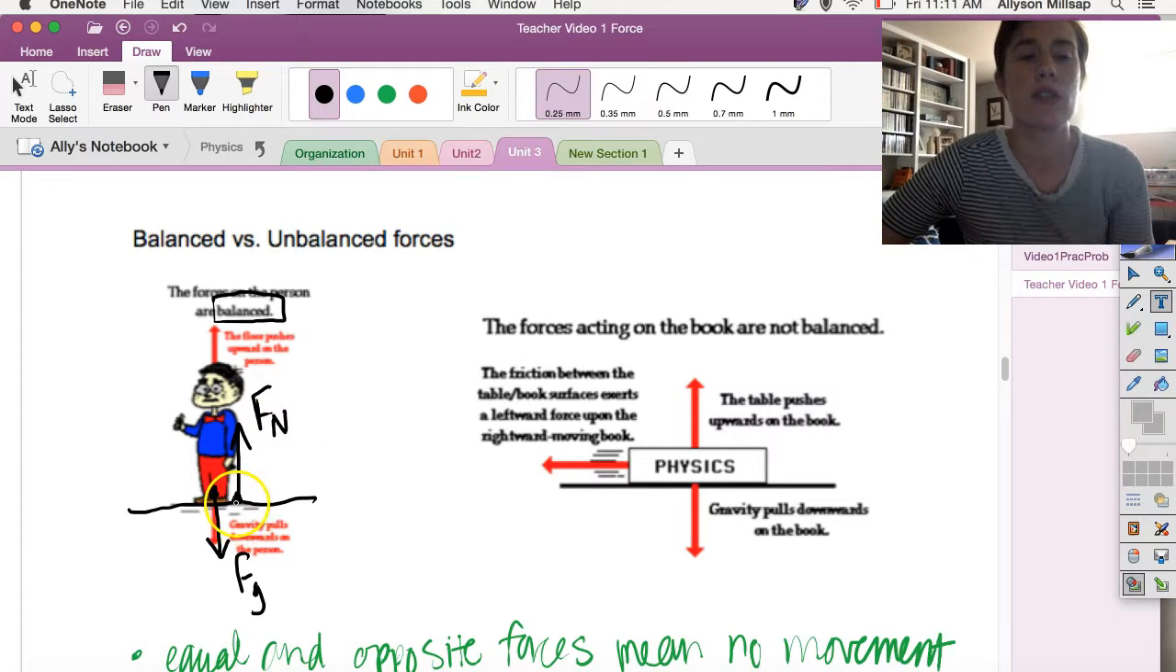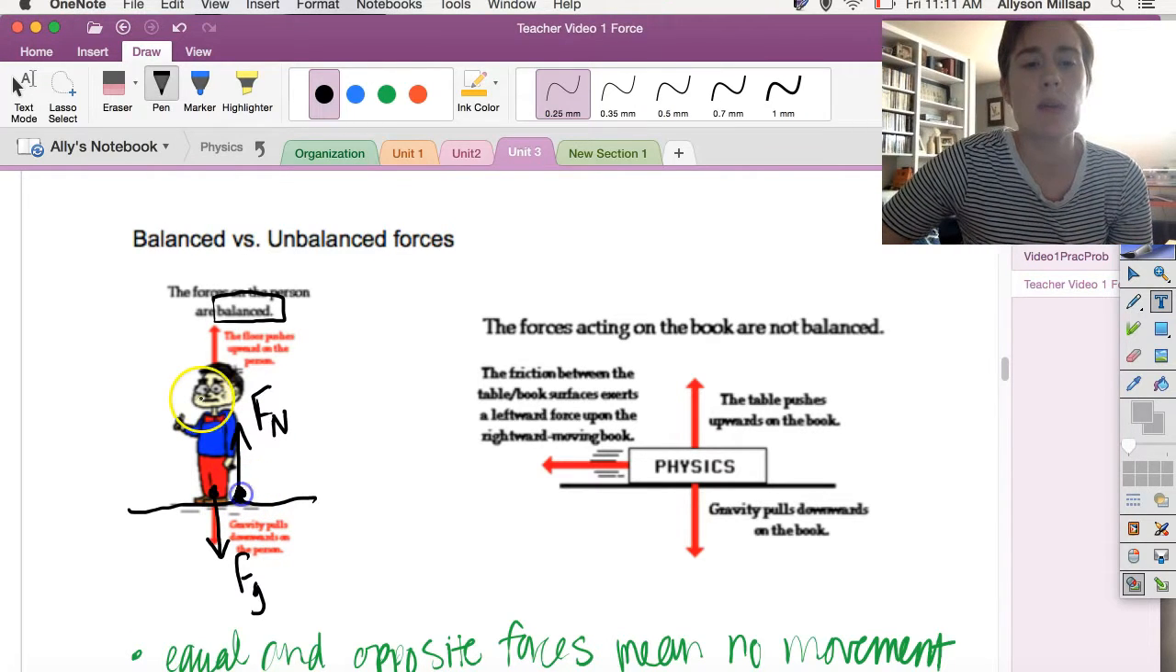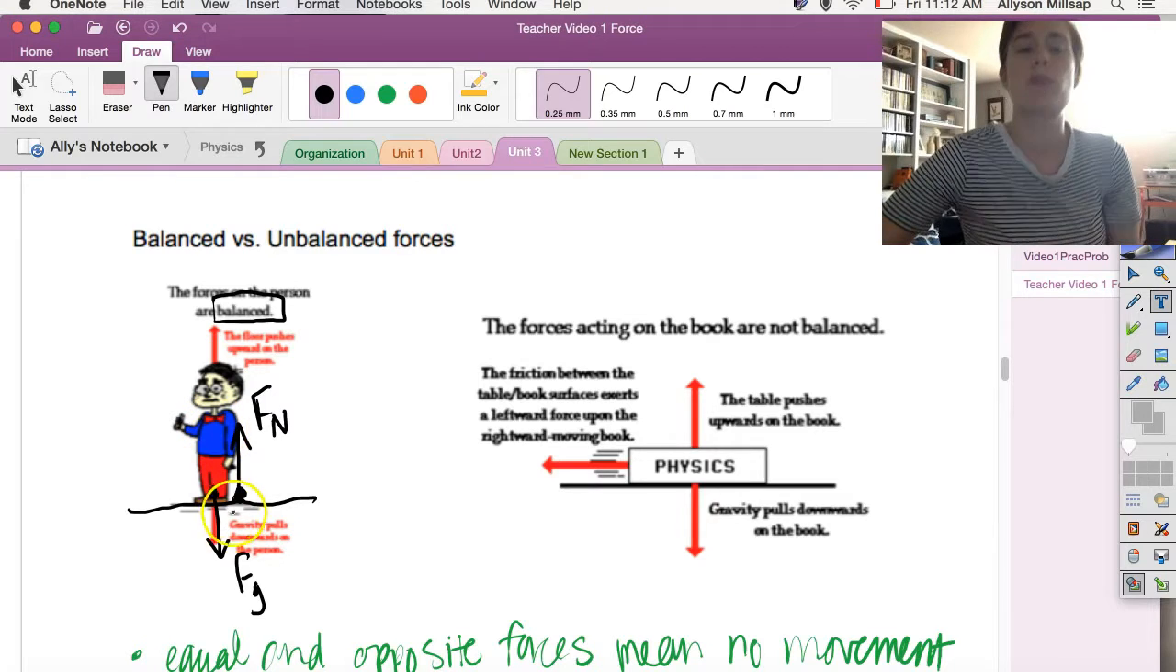Normal force is the force of whatever the object is standing on, it pushing back on the person. So the only reason the person doesn't go through the floor is because the floor, the normal force, pushes back on the person just as much as the person pushes back on the floor.